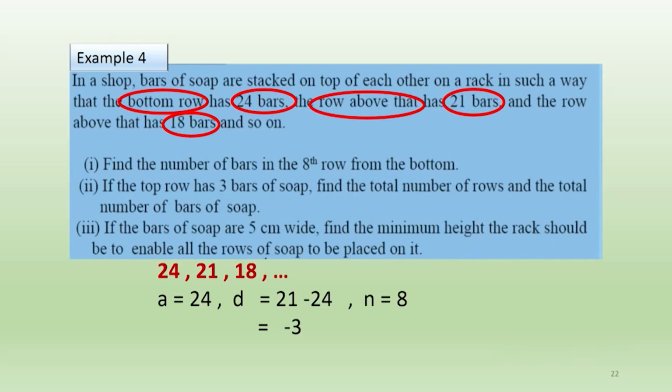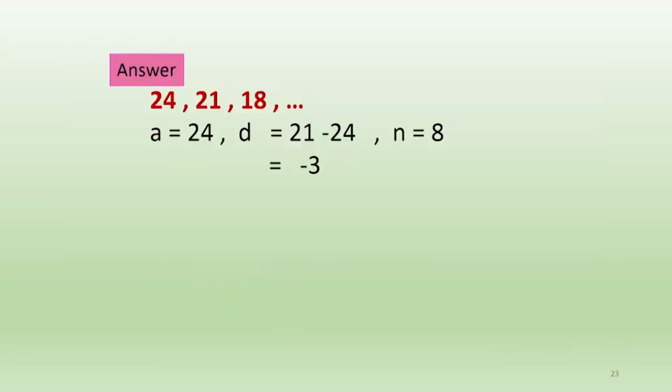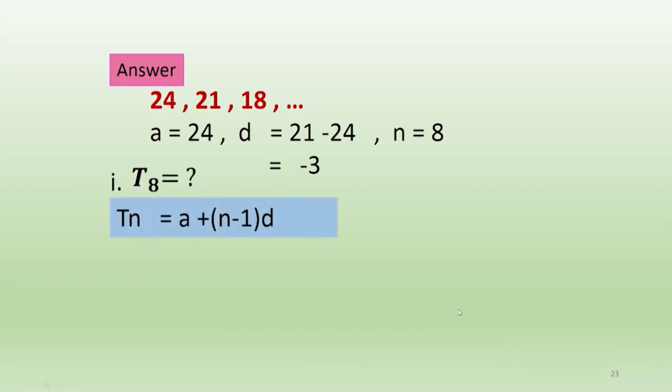Then the number of terms, because in the first question they ask to find the number of bars in the 8th row from the bottom. Okay. How do we find that? Here we have to use the Tn formula, the number of bars of soap in the nth row. So you have to follow the Tn formula. T8, we have to find T8.